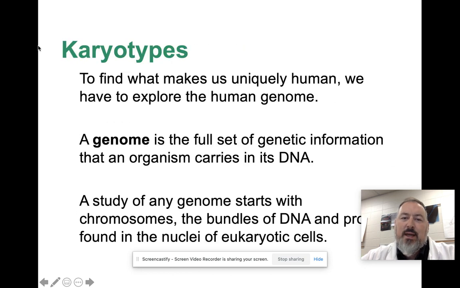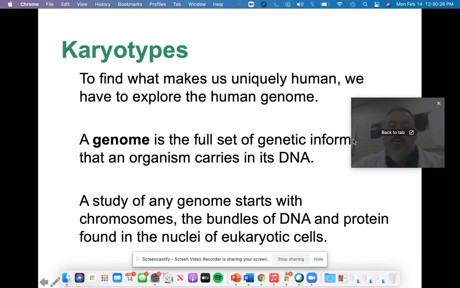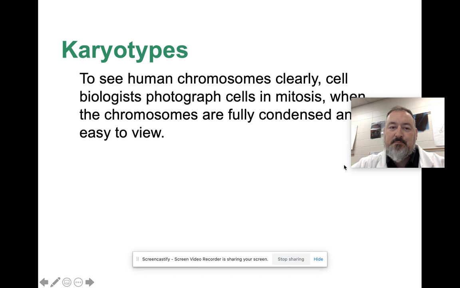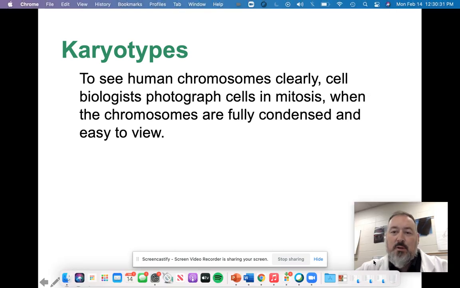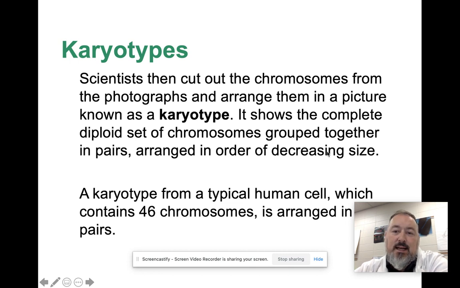Right. So, to find what makes us uniquely human, we have to explore the actual human genome. So, the genome itself is the full set of genetic information that an organism carries in its DNA. The study of the genome starts with chromosomes, bundles of DNA and protein found in the nuclei of the eukaryotic cell. To see human chromosomes closely, cell biologists photograph cells in mitosis when the chromosomes are fully condensed and easy to view. Scientists then cut the chromosomes from the photograph and arrange the pictures in something known as a karyotype.